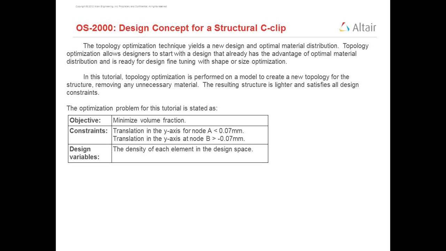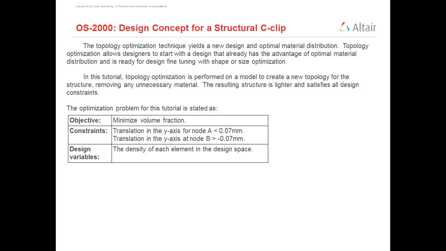The topology optimization techniques yield a new design and optimal material distribution. Topology optimization allows the designer to start with a design that already has the advantage of optimal material distribution and is ready for design fine-tuning with shape or size optimization. In this tutorial, topology optimization is performed on a model to create a new topology for the structure, removing any unnecessary material. The resulting structure is lighter and satisfies all design constraints.